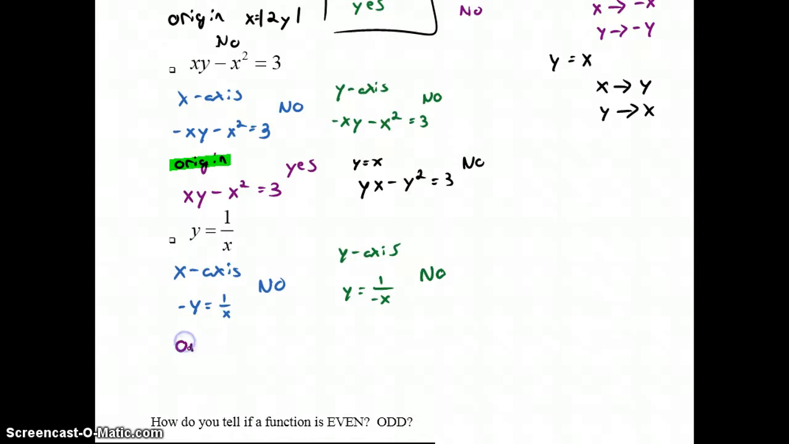Your origin, well, negative y equals 1 over negative x, changing your x's and y's. If I multiply by a negative, this becomes y equals 1 over x. So, yes, it's not symmetric about the x-axis, it's not symmetric about the y-axis, but it is symmetric about the origin.